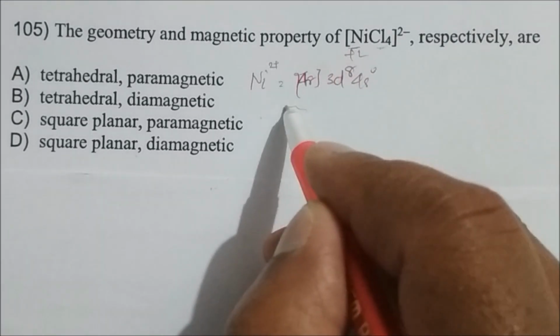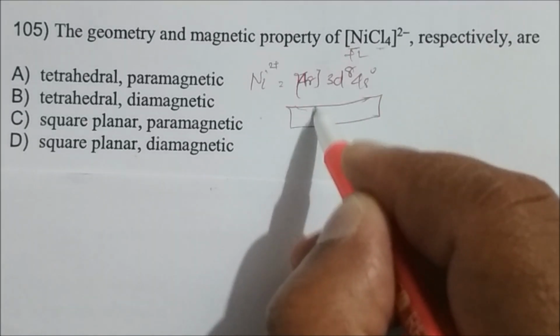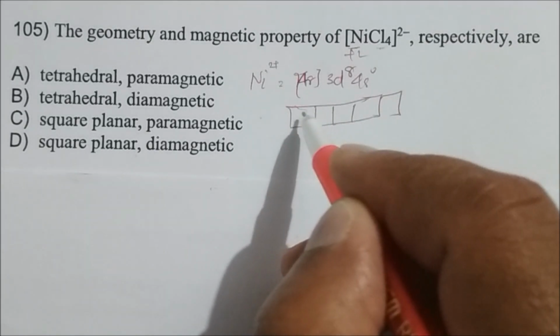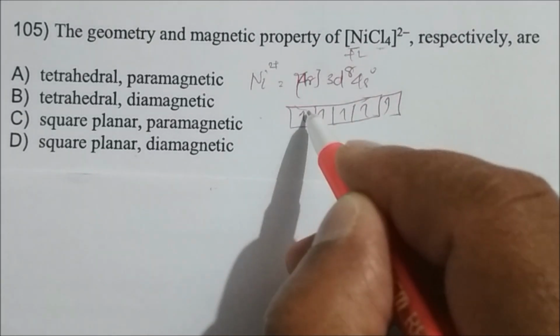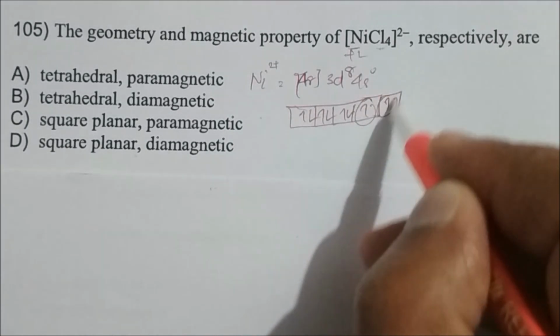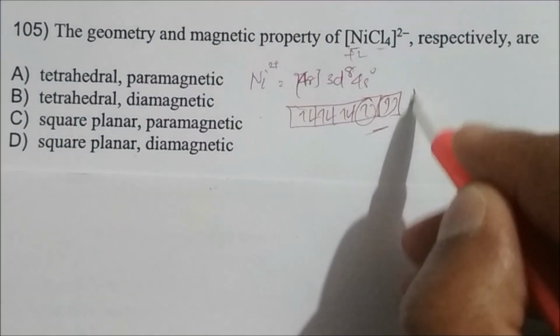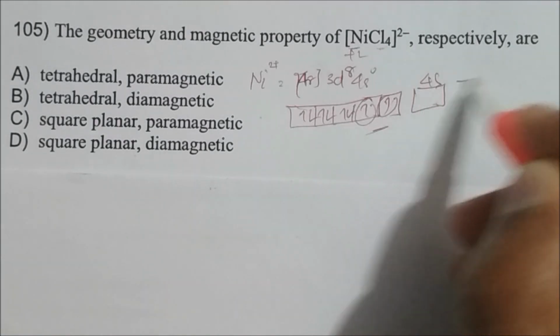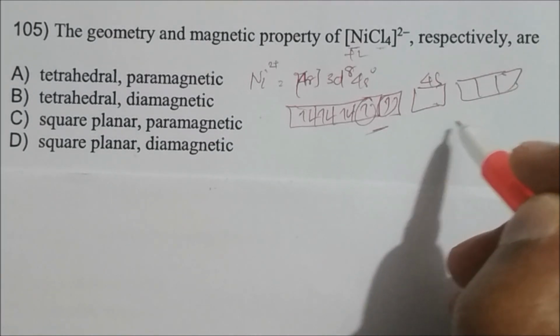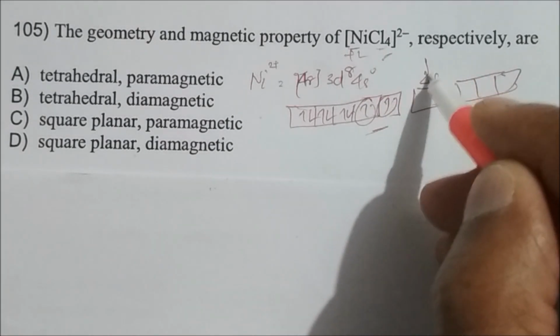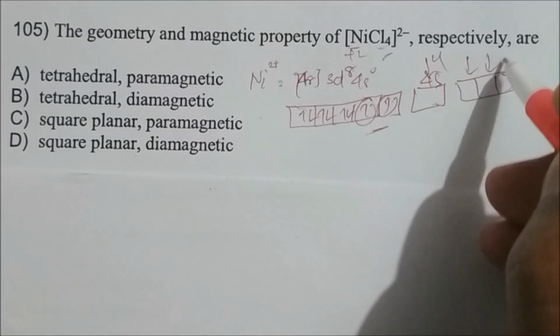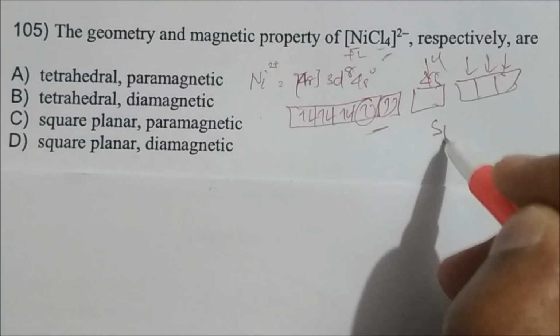If we write the boxes, we can write 5 boxes there. 8 means 1, 2, 3, 4, and 5, 6, 7, 8. So 2 electrons are unpaired, following Hund's rule. Next is the 4s, and then the empty 4p. We have 4 Cl, so one Cl will go this side, second, third, fourth. So the hybridization will be sp3.